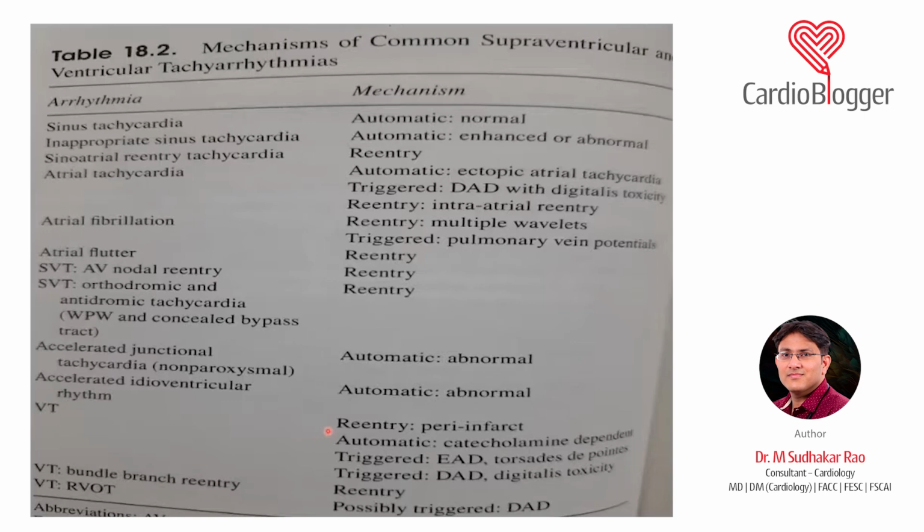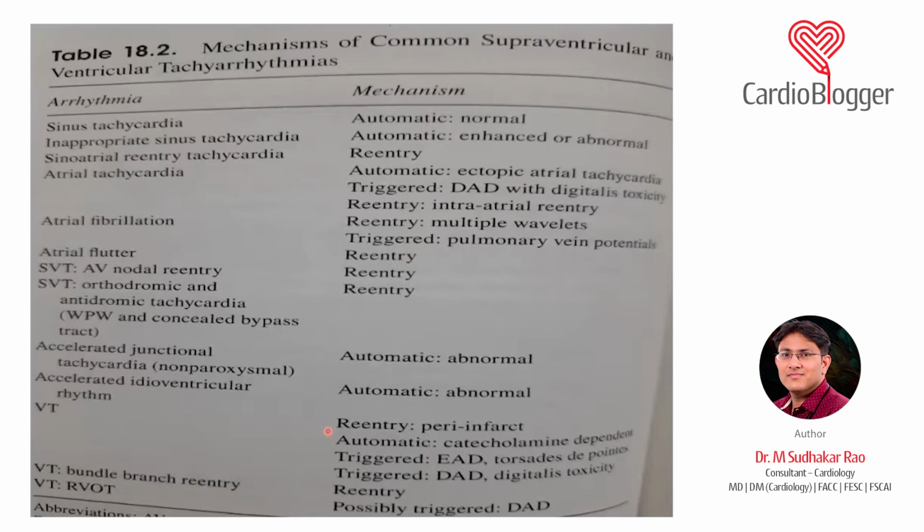Atrial fibrillation is mostly a re-entry mechanism. Very rarely it can be triggered due to pulmonary vein potentials. Atrial flutter is always a re-entry. AV-NRT is always a re-entry. AV-RT is always a re-entry.